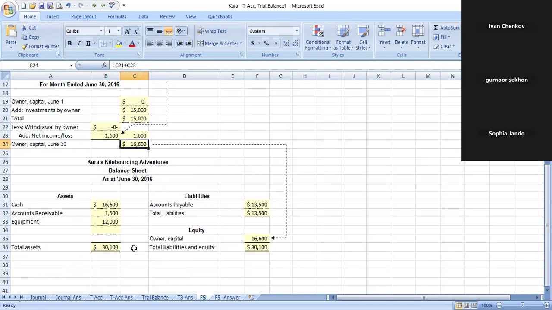Out of those assets, you owe outside people in accounts payable $13,500. Once you pay the outsiders, the rest is yours. $16,600 belongs to you. But first you have to pay the accounts payable. And then there can be different questions. Make sense?